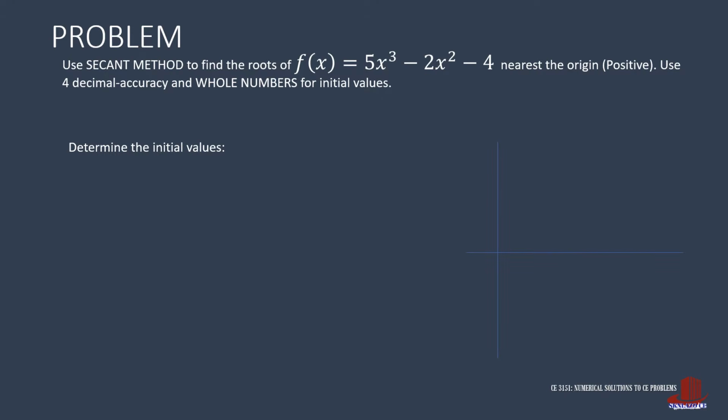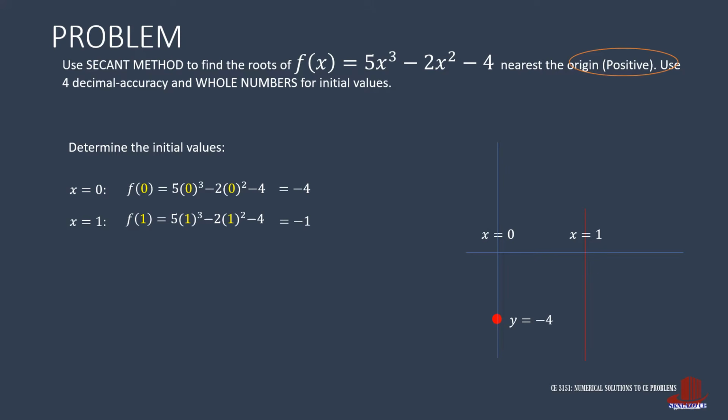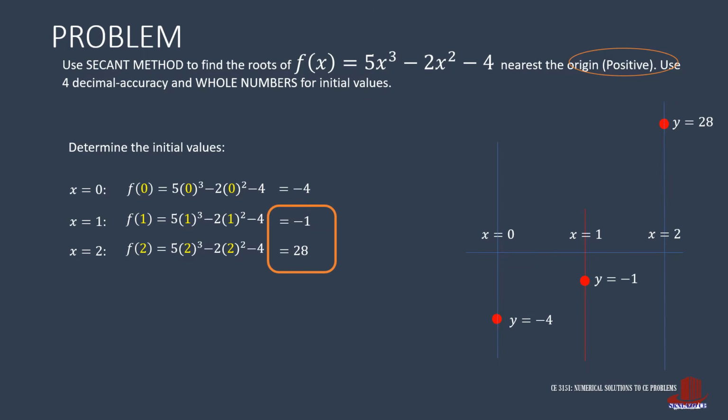So since we are looking for the root nearest the origin, we can assume x of 0. If this is plugged into the equation, f of x turns out to be negative 4. Since we are searching for a positive root, let's assume x of 1, where f of 1 turns out to be negative 1, another negative, which means we need to assume some more. Say we take x of 2. F of 2 comes out as positive 28. Finally, we see the sign jump, so we are certain that the root lies between x of 1 and 2.